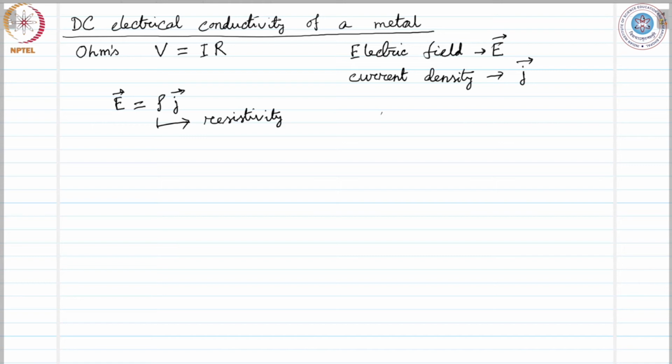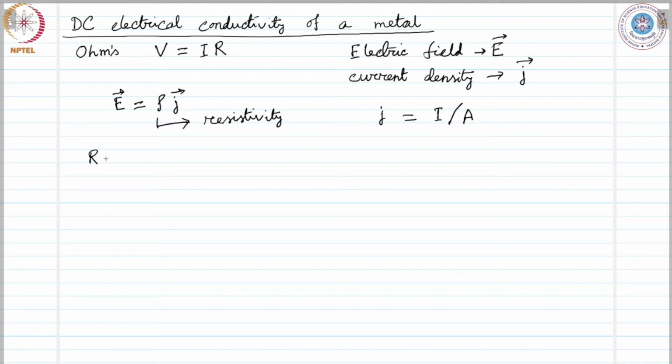And J can be represented as total current over the area. This is the magnitude of J, and the direction is the direction of the motion of the current, that is opposite to the direction of the motion of the electrons, because electrons are of negative charge and we consider the motion of the positive charge, that direction, to be the direction of the current according to our convention.